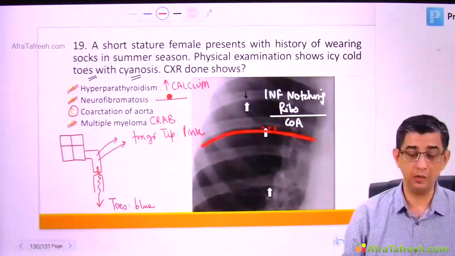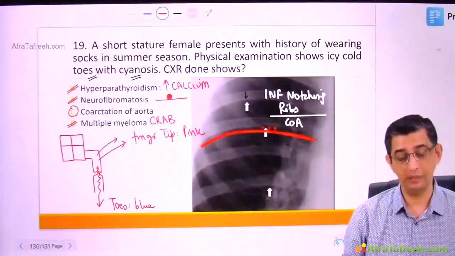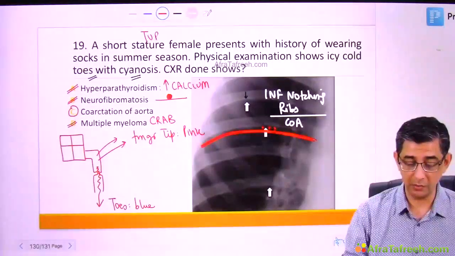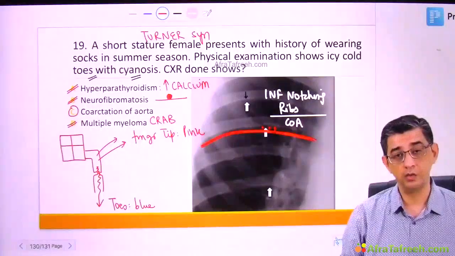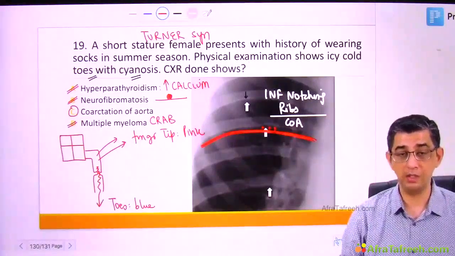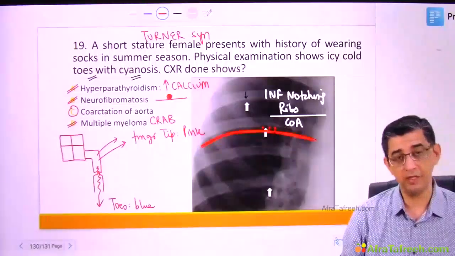The combination of short stature female is pointing towards actually Turner syndrome, because you know Turner is associated with the coarctation of aorta. So he began by describing a Turner syndrome patient who's made fun of by his or her friends.